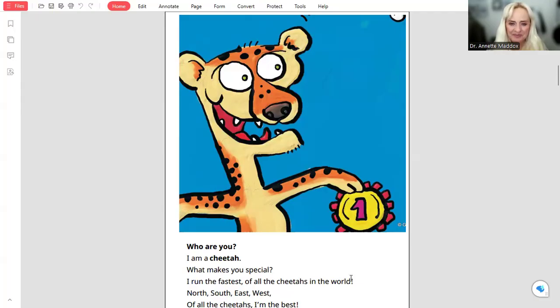This is page 3. And we're going to look at the illustration. And what do we see? We still have a blue background, but now we think this may be the sky because I don't see any bubbles. And this looks to me like it's a cheetah. So let's find out. Who are you?